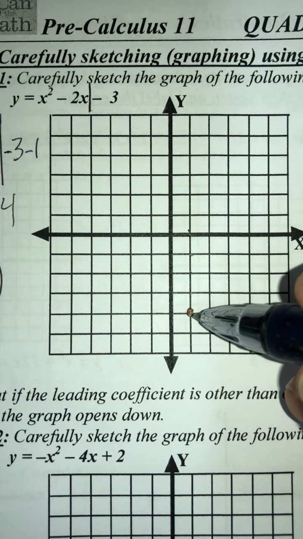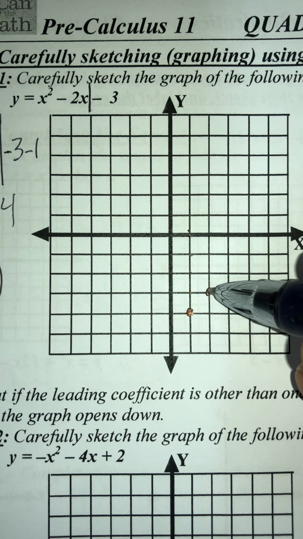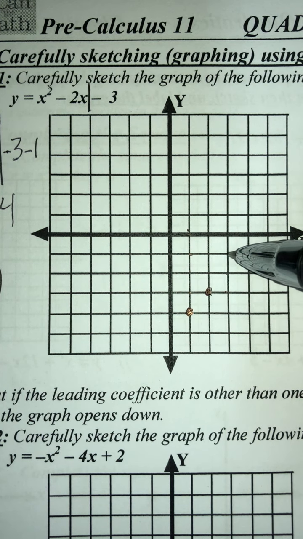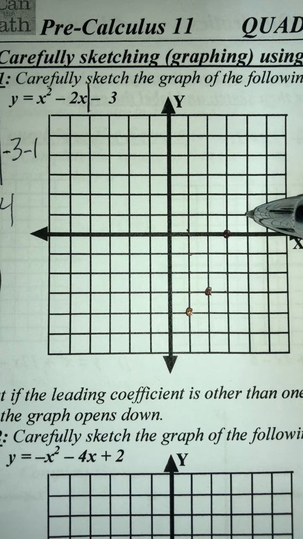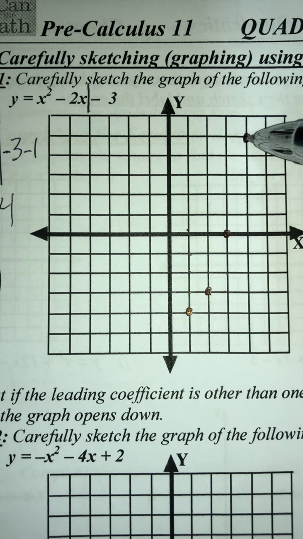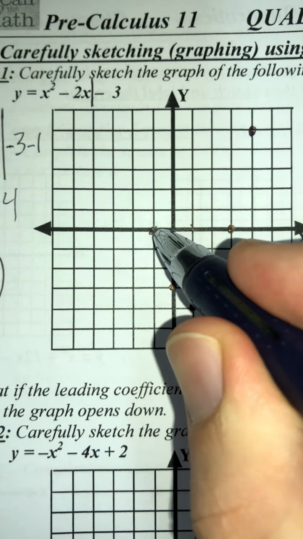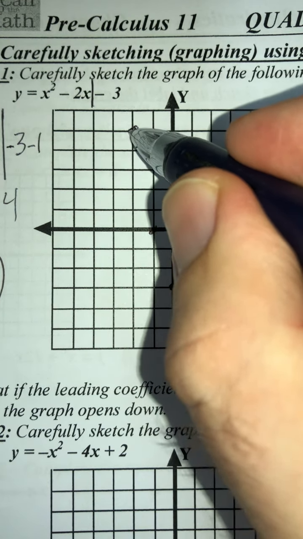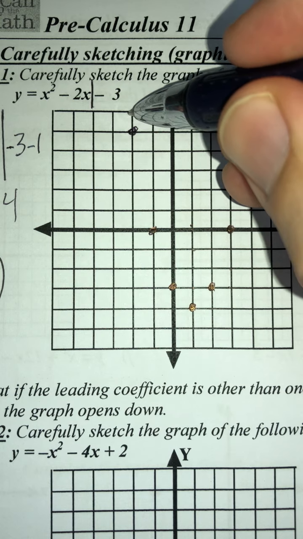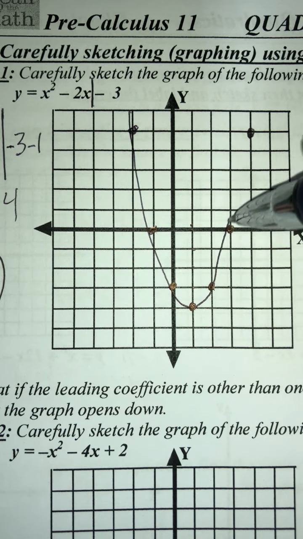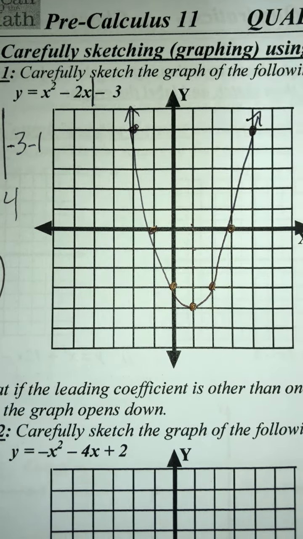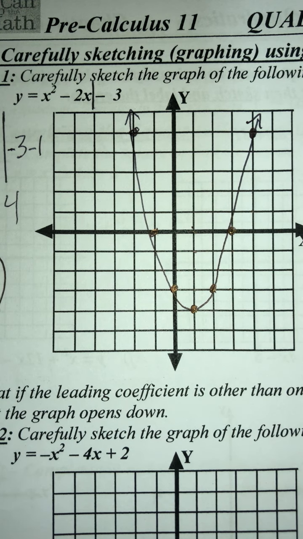So I go from this point, I go out 1, up 1, out 1, up 3, out 1, up 5. Same on the other side. 1, 1, 1, 3, 1, 5. And then connect the dots. So that is what you learned in chapter 1 to be able to do this.